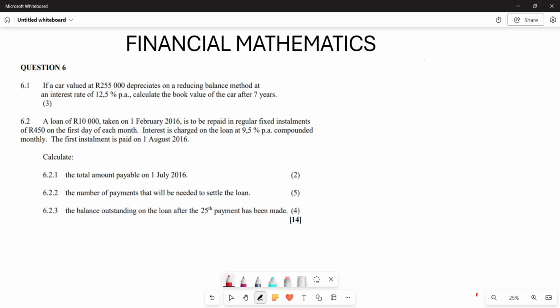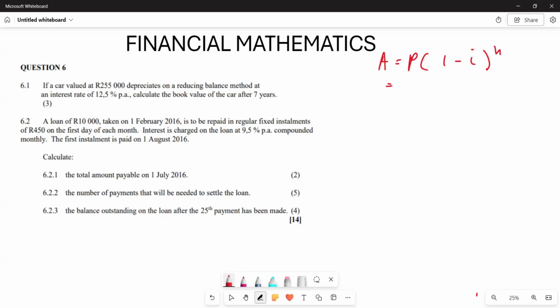Now they say if a car which has a value of 255,000 depreciates on a reducing balance method at an interest rate of 12.5% per annum, calculate the book value of the car after 7 years, right? So the value of the car depreciates. Whenever we think of depreciation, this is going to be A = P(1 - i)^n.